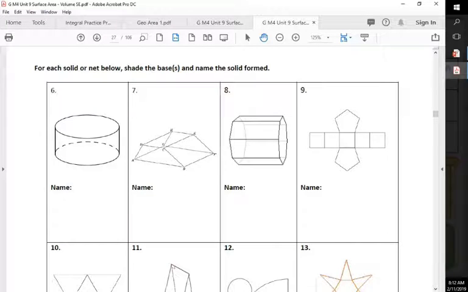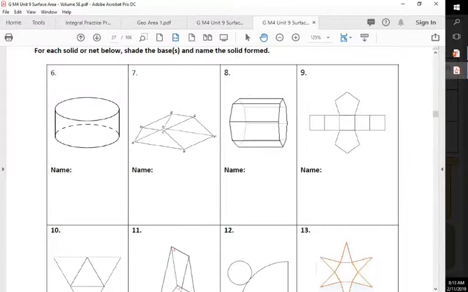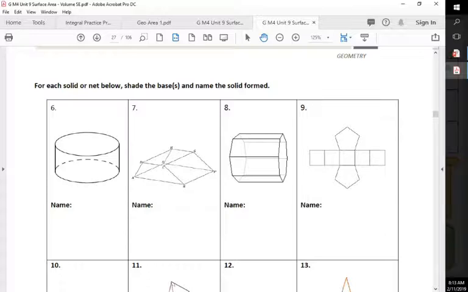For these ones, you just have to shade the bases, shade what the bases are for each of these shapes. And you can use highlighters. I have highlighters over there in my bookshelf over by table 6, or you can use your own highlighters or pens or pencils. Just shade what the bases are, and then when I come back tomorrow, I'll review this and make sure you understand it.